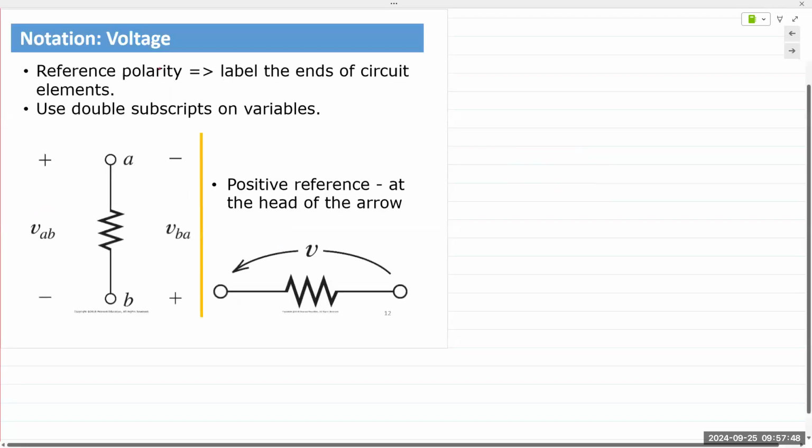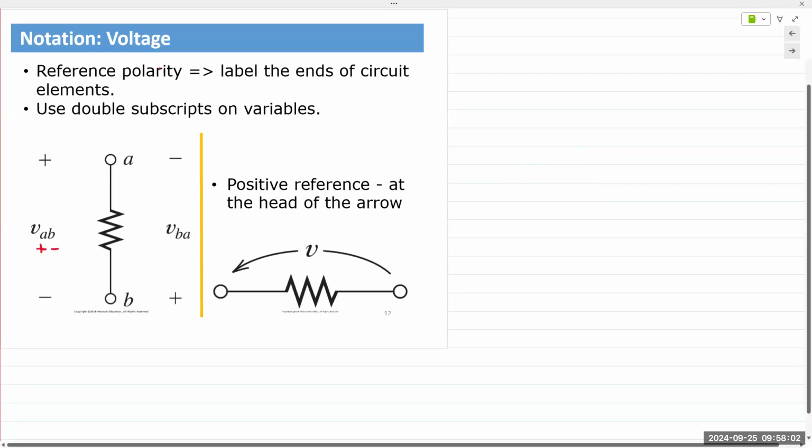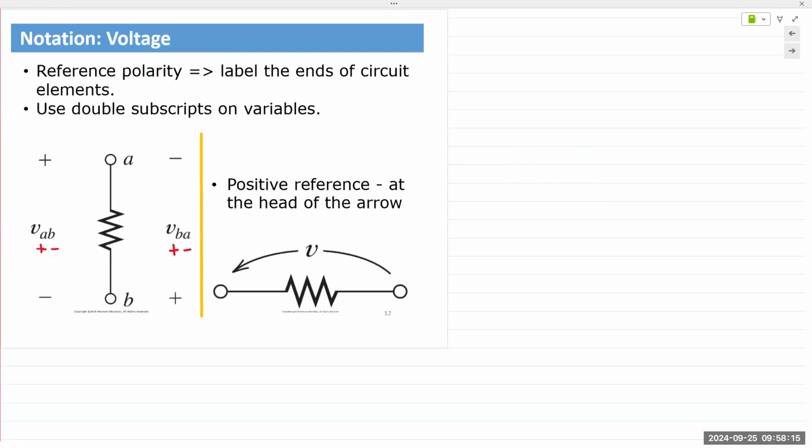Same thing with voltages. Voltages need to have a reference point. So voltage VAB means you're measuring voltage at A with your reference at B. Plus, minus. And VBA, the exact opposite. You're measuring voltage at B with your reference at A. Then in the lab, when you're trying to measure these voltages, the negative end of the meter, or the common terminal of the meter, should always go to the second subscript.